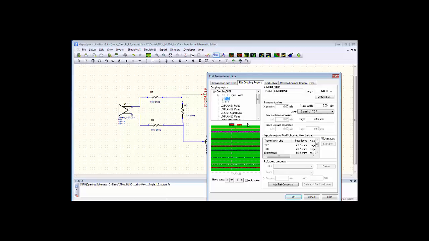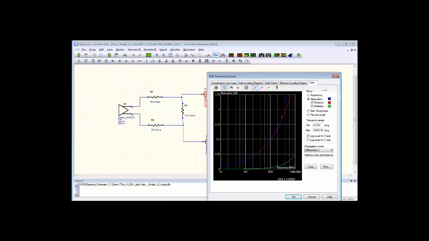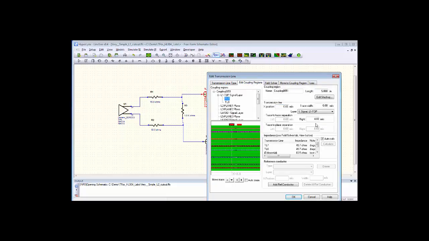Here we've got this setup where I'm fairly tightly coupled. Let's look at the loss on this transmission line, and I'm going to look at 1.2 dB. This is only 5 inches long, and this is also not common FR4. This is very nice stuff. So I'm going to go out to 4 gigs. Here at 4 gigahertz, the attenuation is about 1.07 dB. Now let's go back and make this much wider.